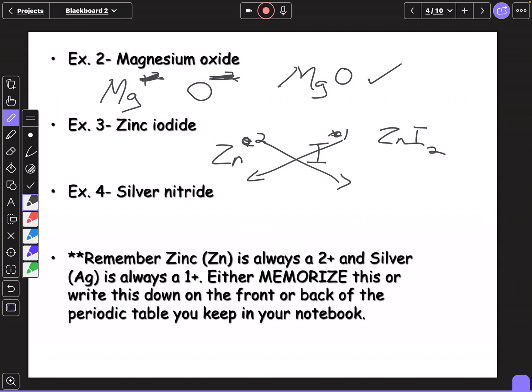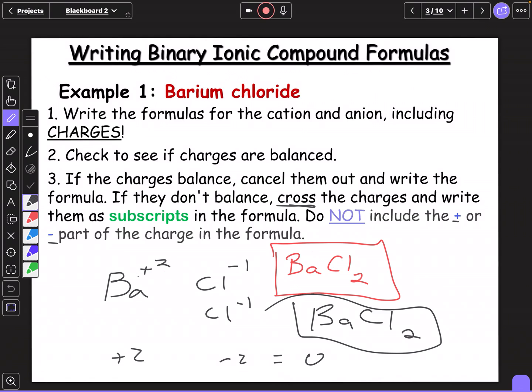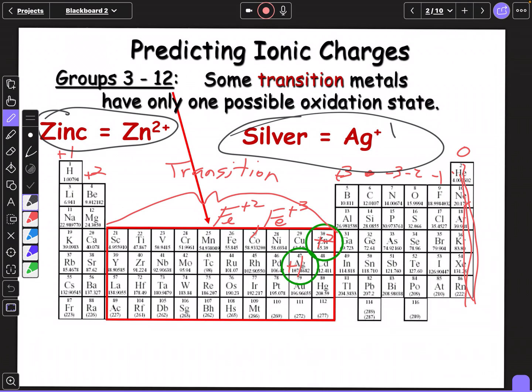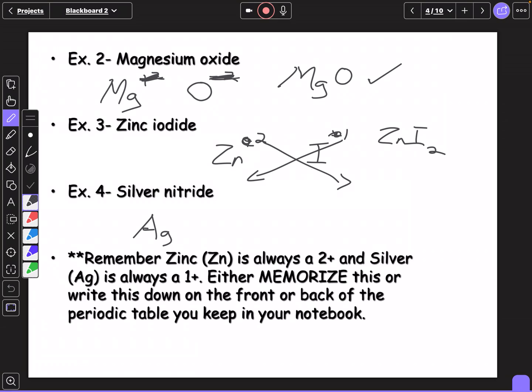And last, silver nitride. Silver is Ag, and now look, silver is not one of my groups where I know it's charged. So I have to memorize silver. Like I said, you have to write this down on the front or back of your periodic table. Silver, I need to always know it's always going to be a positive 1. Nitride is nitrogen. I look, and nitrogen is in group 15 or 5A. I know that every element in that group has a -3 charge.